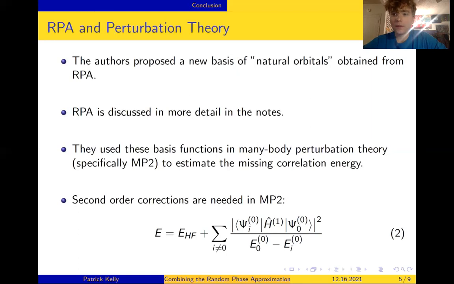So as we went over in class and in some of the notes, we briefly talked about many-body perturbation theory, and it turns out that you need to go to second order in many-body perturbation theory to get a contribution to the energy that's different from the Hartree-Fock contribution. So you end up with a term like this.